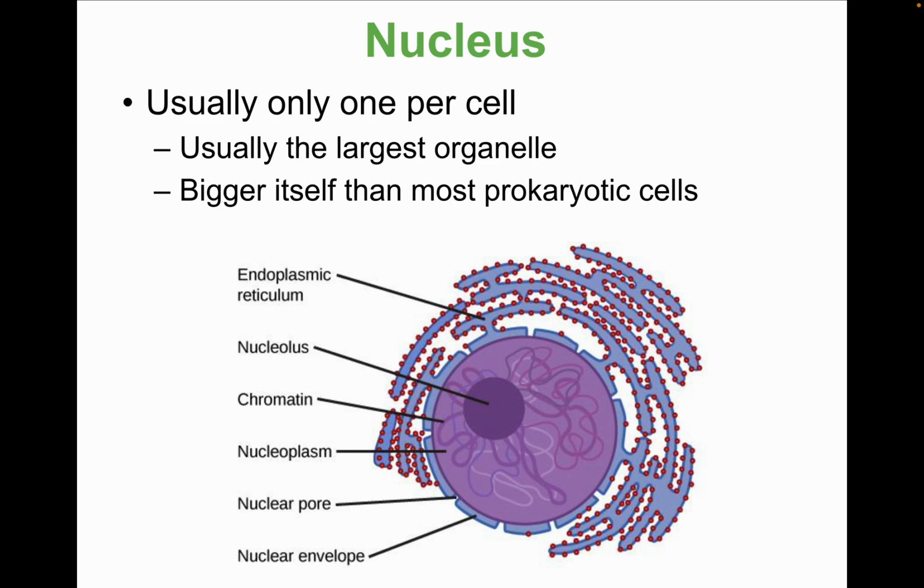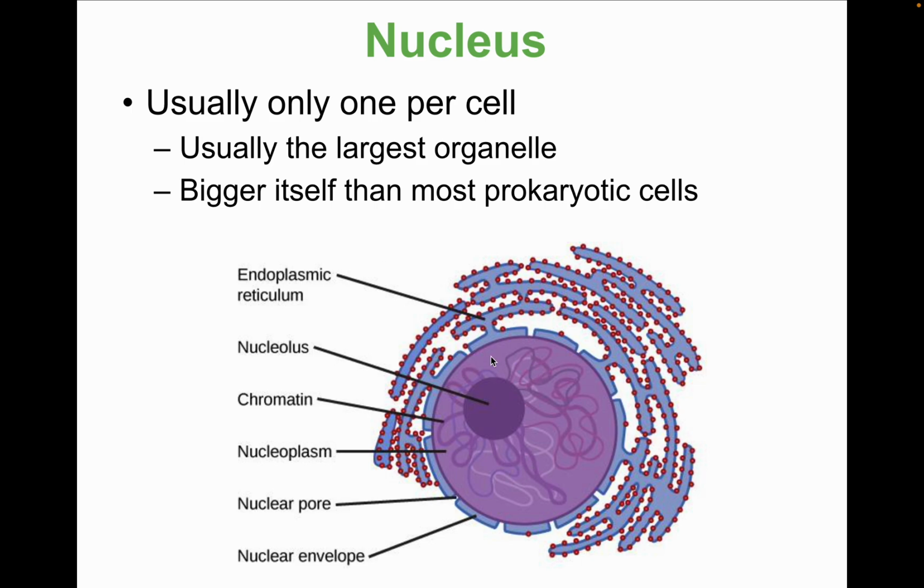So perhaps one of the most important parts of a cell is the nucleus. There's usually only one nucleus per cell. It's usually the largest organelle in the entire cell. It's basically the headquarters of the cell, and it's bigger in itself than most prokaryotic cells. In other cases, prokaryotes actually don't even have a nucleus. They have a nucleoid instead, which is the region where the DNA is held. However, in eukaryotes, which have nuclei, the DNA is held in the nucleus itself.